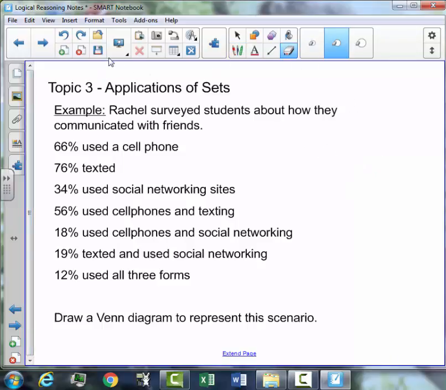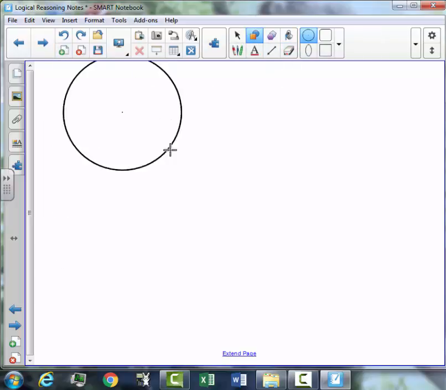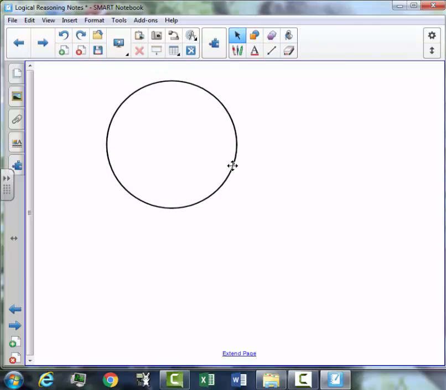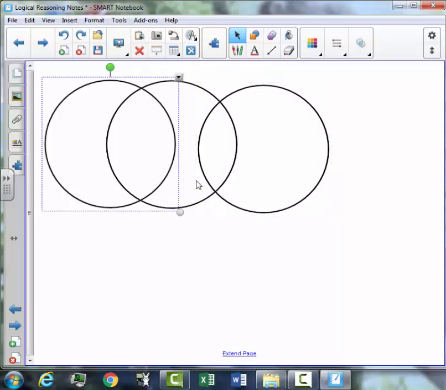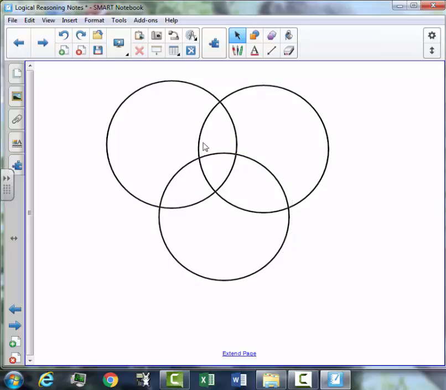The first thing I'm going to recommend when you recognize that you've got a three-way Venn diagram is to draw your diagram. This even takes a little bit of practice. I've got the nice circle drawing tool. Here's 1, 2, 3. We need to have them overlap, something like this.